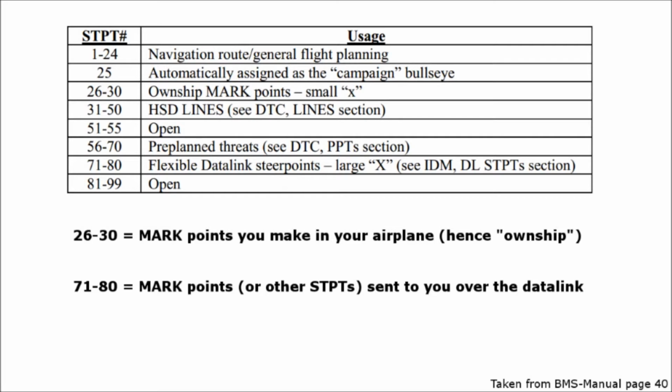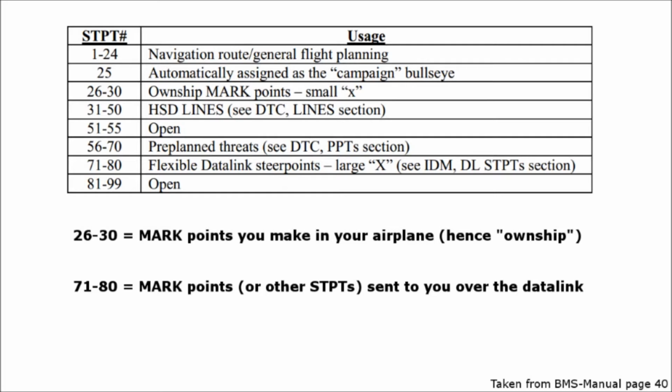Now for the second block, steer points 71 through 80, these are going to be the steer points that are sent to you over the data link. So whether it be a mark point from another plane or a steer point from another flight within the same package, the numbers are going to be the same. It's always going to start at 71 when it's sent to you over the data link. So that's a key note to remember.